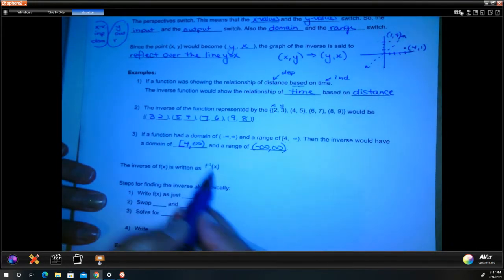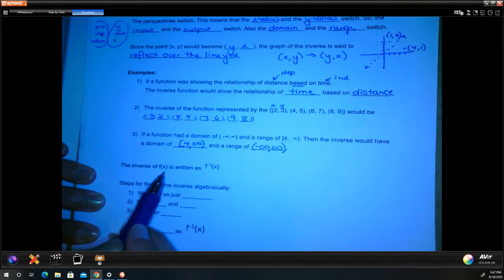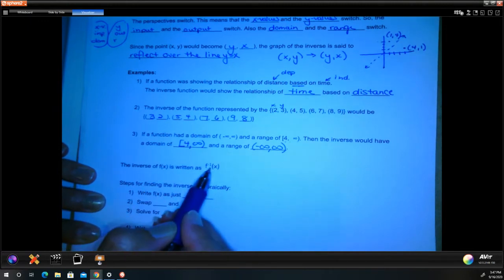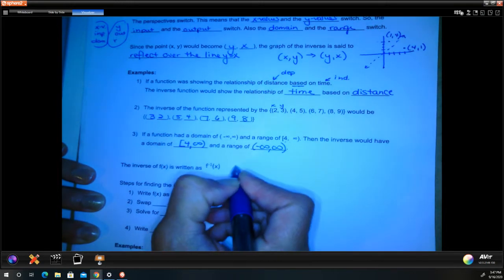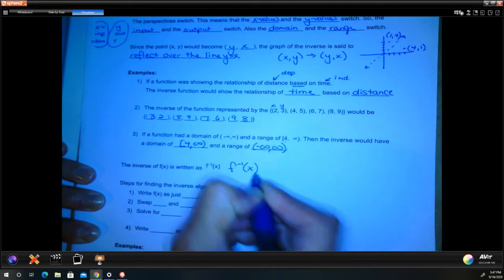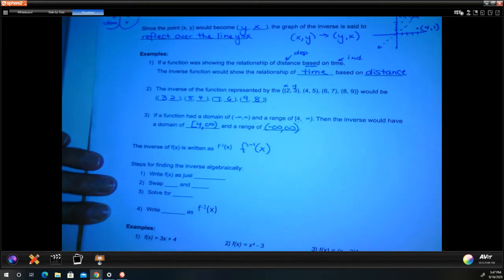Algebraically, the inverse of a function f of x is written as f raised to the negative 1 of x. It was hard for me to type, but it kind of looks like that. All right.